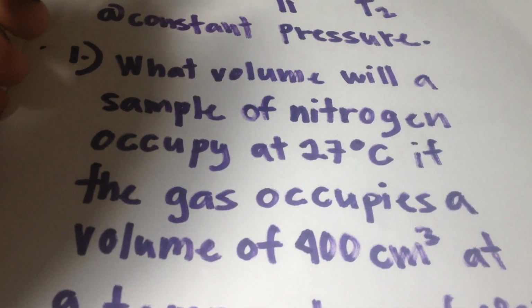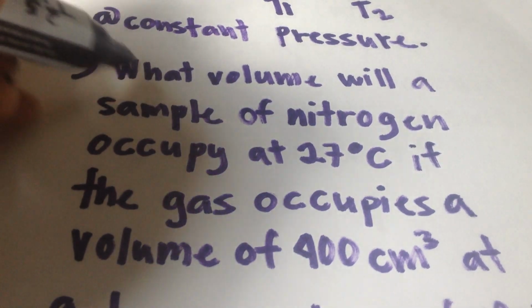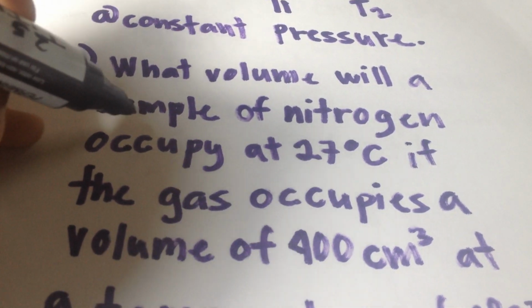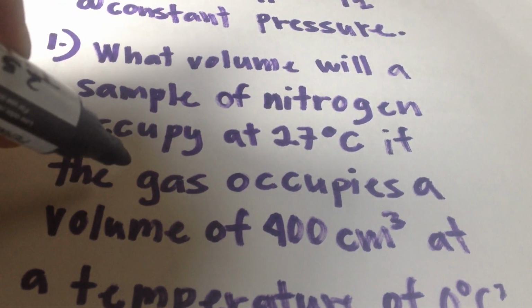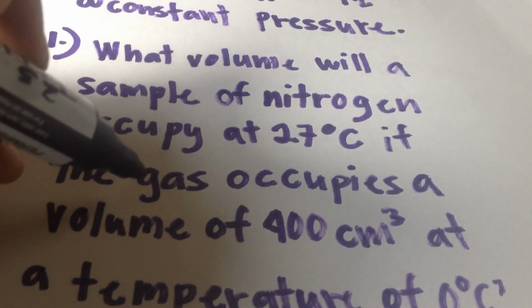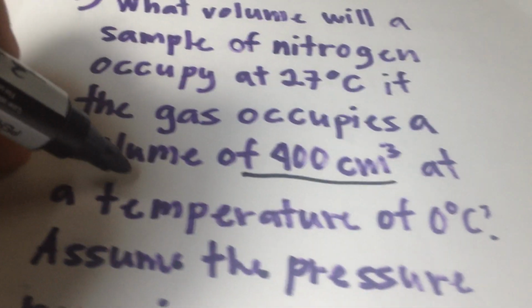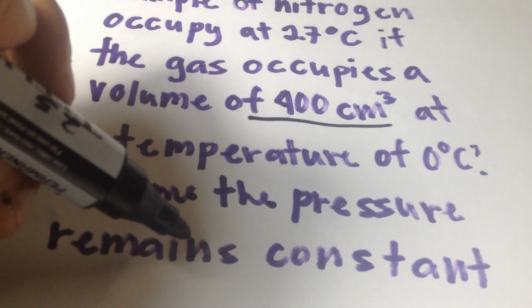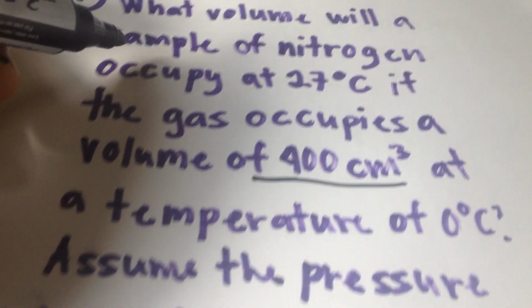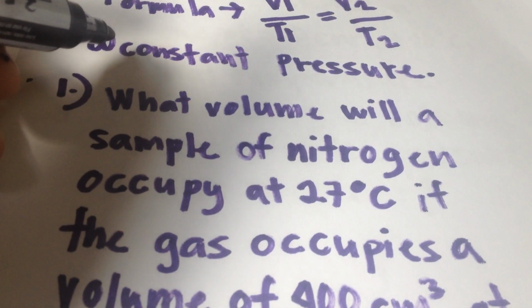Problem number 1: what volume will a sample of nitrogen occupy at 27 degrees Celsius if the gas occupies a volume of 400 cubic centimeters at a temperature of 0 degrees Celsius? Assume the pressure remains constant. So let's begin.